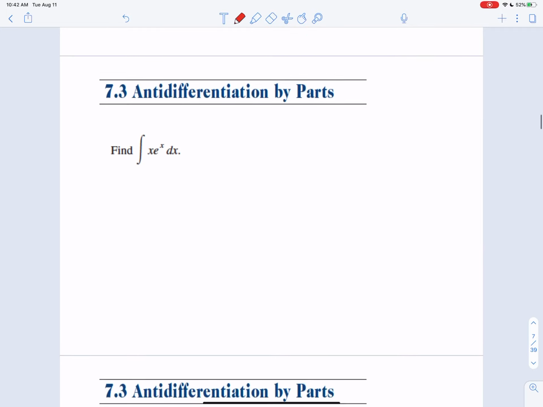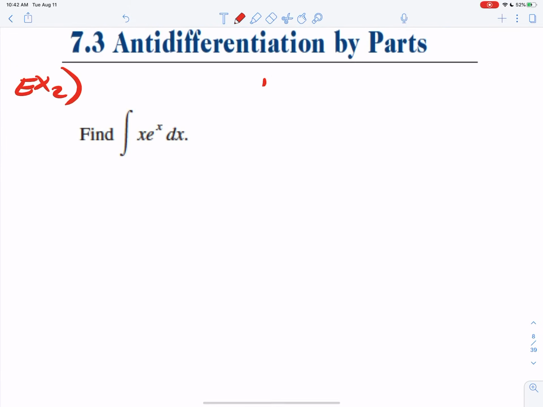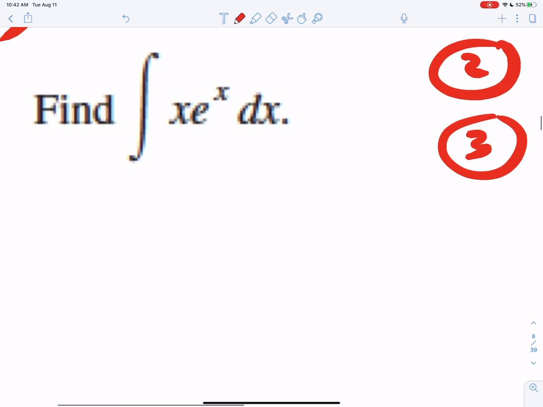Here we go. Here's example 2. Okay, so first off, is this a simple integral? No, it's not. Step 2, can I use u substitution here? Probably not, because there's no function in a function. Should I look at integration by parts? Most likely, because there's a product here, you're multiplying one function with another function. So we'll probably use integration by parts. Okay, so let's take a look.